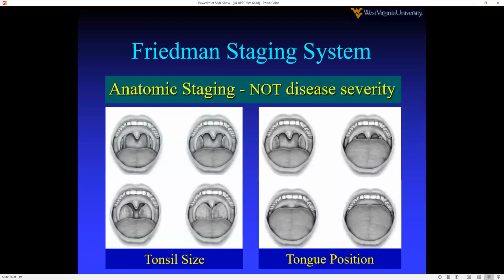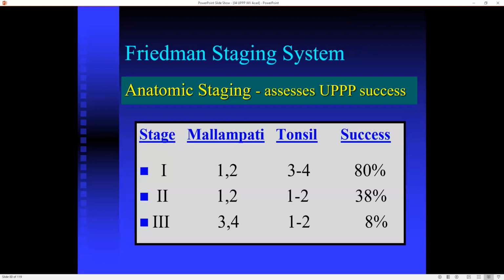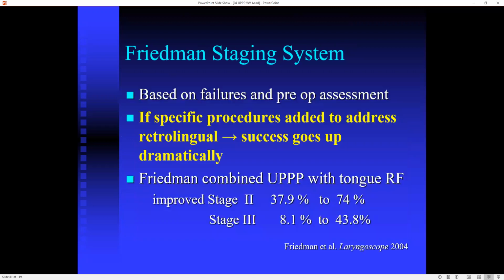Friedman developed a staging system in 2002 where he looked at tonsil size and tongue position with, I think we talked about this, Mallampati's 1 through 4. Stage 1 basically is big tonsils, small tongue, and stage 3 is big tongue, small tonsils. The success rate with stage 1 was 80% with UPPP. And then stage 3 goes down to 8%. When he added tongue base ablation with radiofrequency, he improved that 8% up to 37%, and then brought the 38% up above 50%. So it showed how treating with a minimally invasive retrolingual procedure could improve UPPP success.